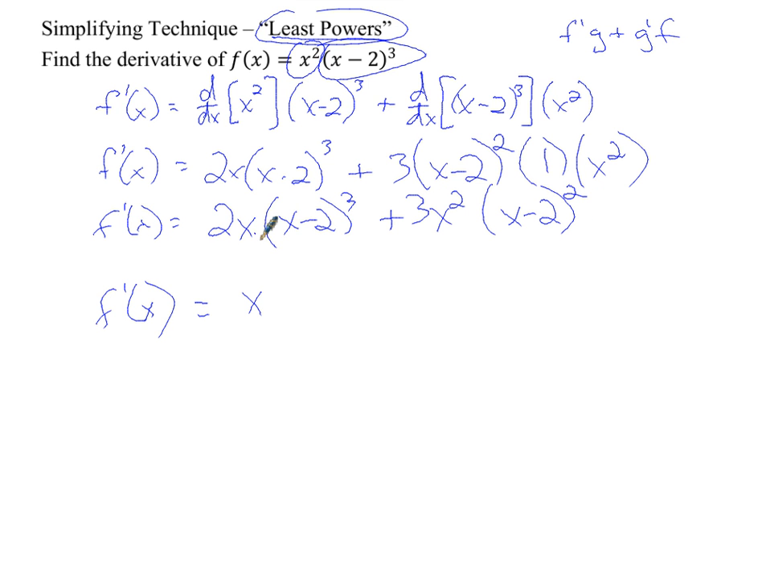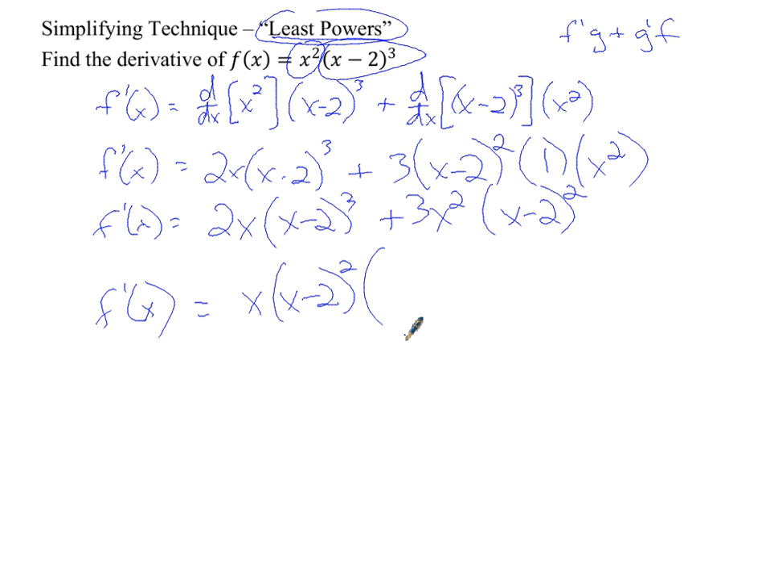The least power between x and x squared was x to the first. So that's why we factored out x to the first. The least power between these two guys here was that squared. So that's why we're factoring out the x squared, x minus 2 quantity squared. Now when you factor out a GCF, you open up parentheses and you tell what's left over.